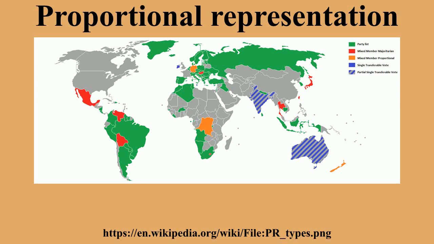Attributes of PR systems. District magnitude. Academics agree that the most important influence on proportionality is an electoral district's magnitude, the number of representatives elected from the district. Proportionality improves as the magnitude increases. Scholars recommend voting districts of between 3 and 7 members.